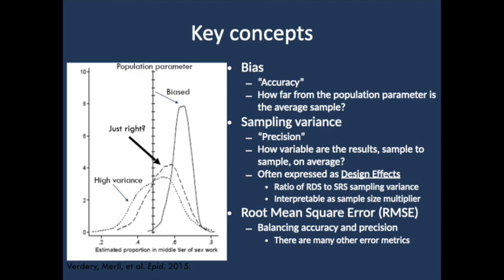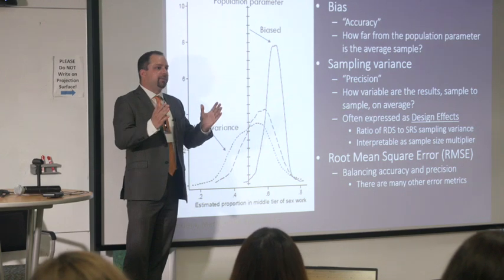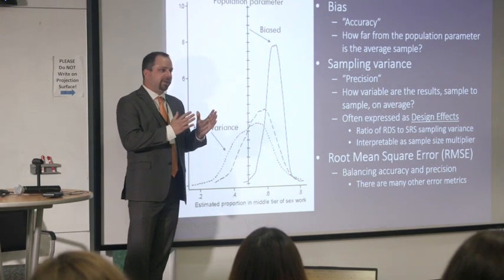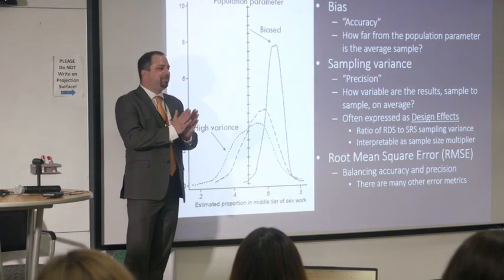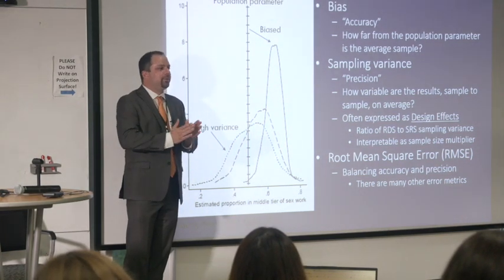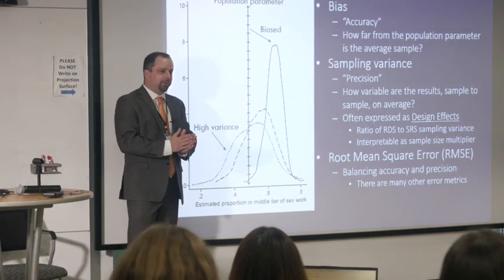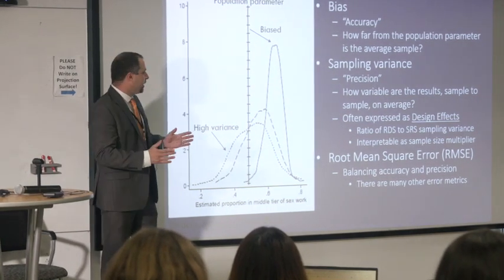Speaking of biases, I wanted to review some basic concepts about how RDS performance might go. There are generally two prime considerations with RDS, which are not true with traditional random sampling. In traditional random sampling, we usually just care about how biased it is, and we don't care about the variability, because we know if we take more cases, variability will go down. That's not guaranteed in all RDS samples.